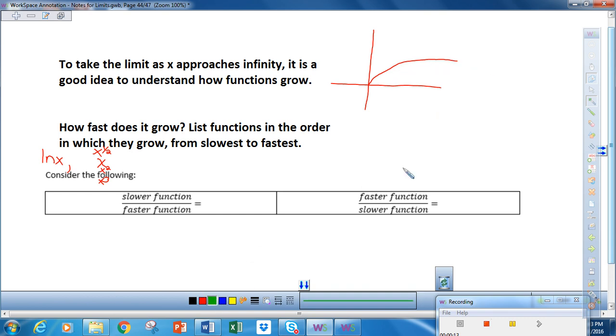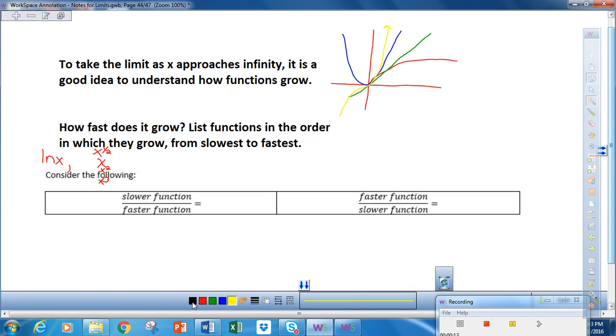Then if I have a linear function, y equals x, well, that looks like that. Well, that grows a little bit faster. Then if I have x squared, and when I say grow faster, it's going towards infinity, it looks like this, and so it grows a little bit faster. And then x cubed would look like that. It grows even faster. So the higher the exponent, the faster it goes towards infinity.